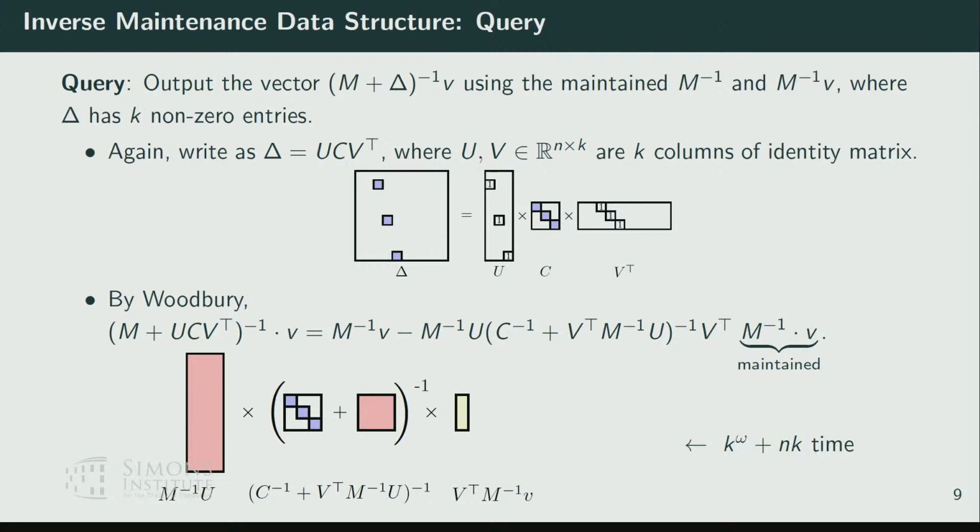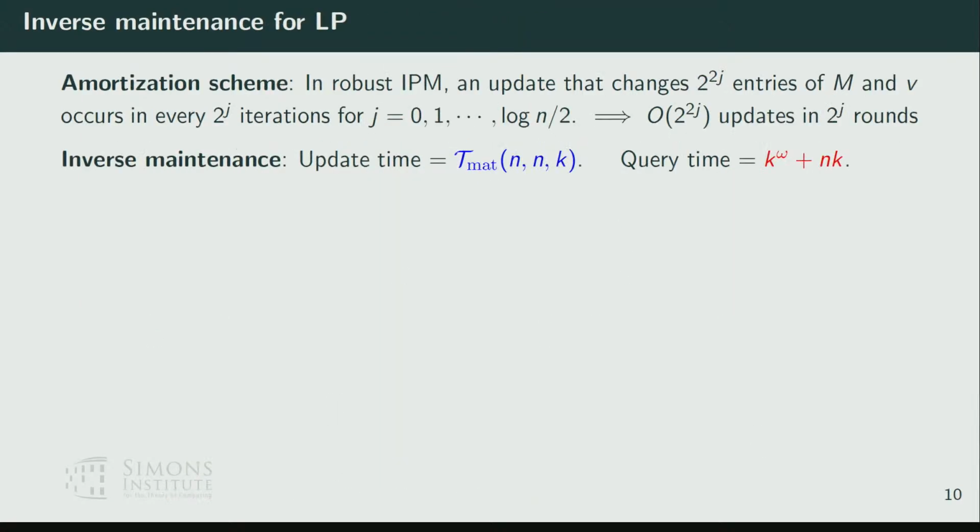So now the most time-consuming steps are two steps. The first step is computing the smaller inverse in the middle, which has size k by k, so that would take k to the omega time. The second step is that we have this vector on the right, so we just do matrix-vector multiplication from right to left. When we multiply a vector with this big rectangular matrix, that takes nk time. And this is the query time that we promised. This is the update time, this is the query time.